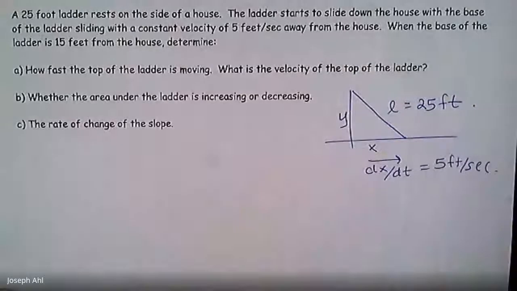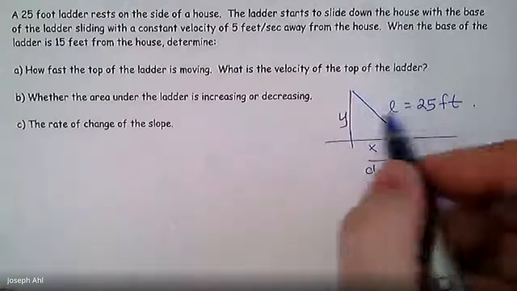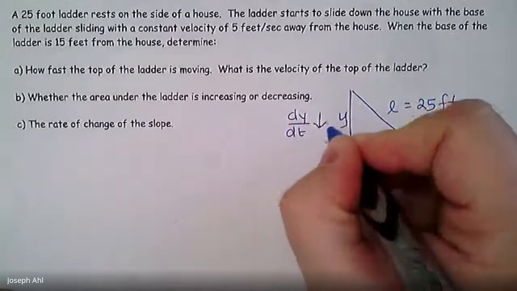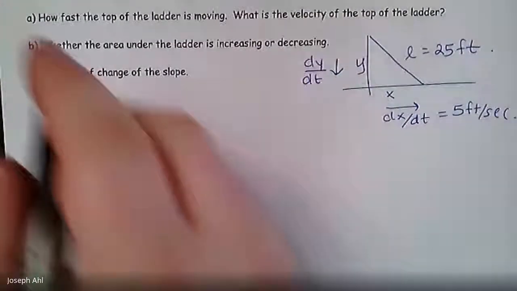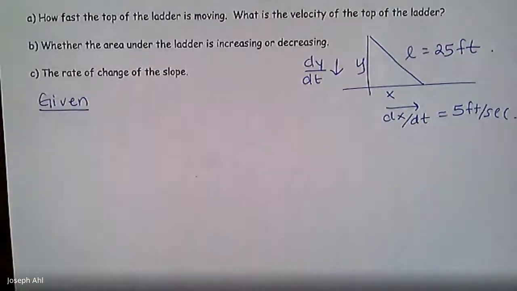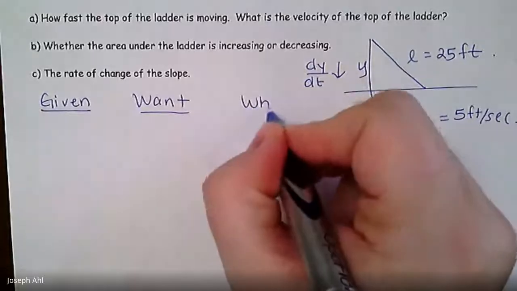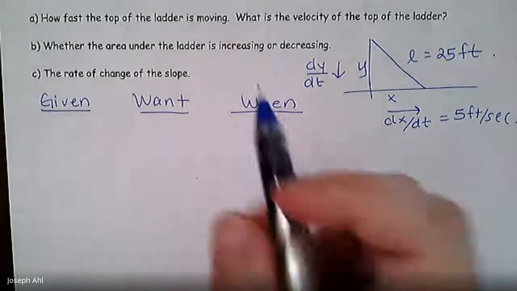And we know that the height y is what we're going to try and find in the end. We're trying to find the rate at which the top of the ladder is moving down. So we're looking for dy/dt in the end. I think it's probably good if you are still consistent with setting up the given, want, when. That's the best case scenario to figure out what we know, what we're allowed to plug in, and what we're looking for in the end.